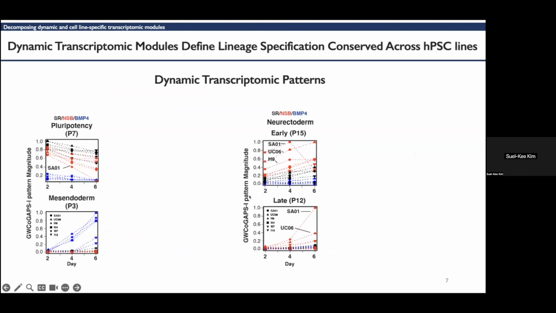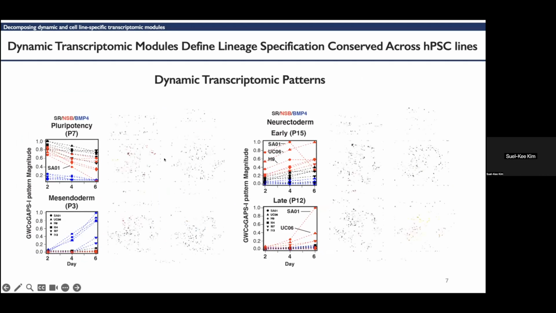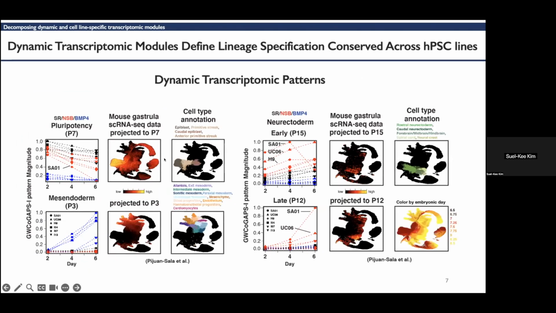Here I'm showing 4 examples of our dynamic patterns. We projected mouse gastrula single-cell RNA-seq data into our dynamic patterns, and this revealed that these transcriptomic modules define the reduction of pluripotent states during differentiation and induction of mesendoderm and neuroectoderm by BMP4 and Noginesib treatment.